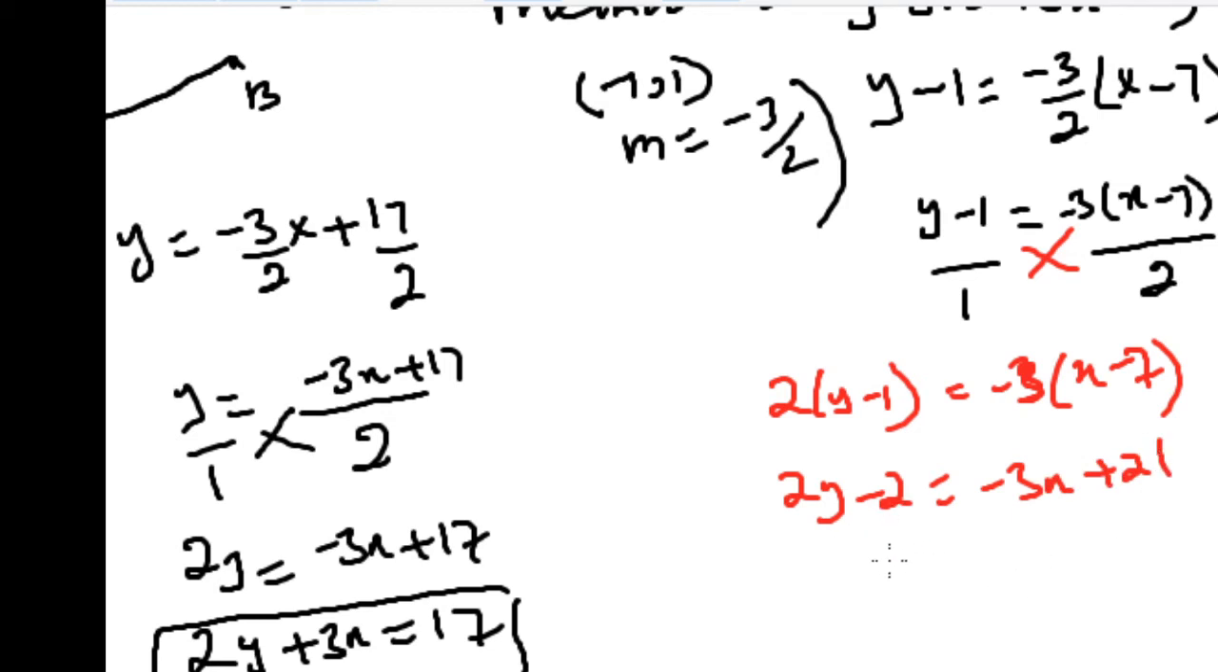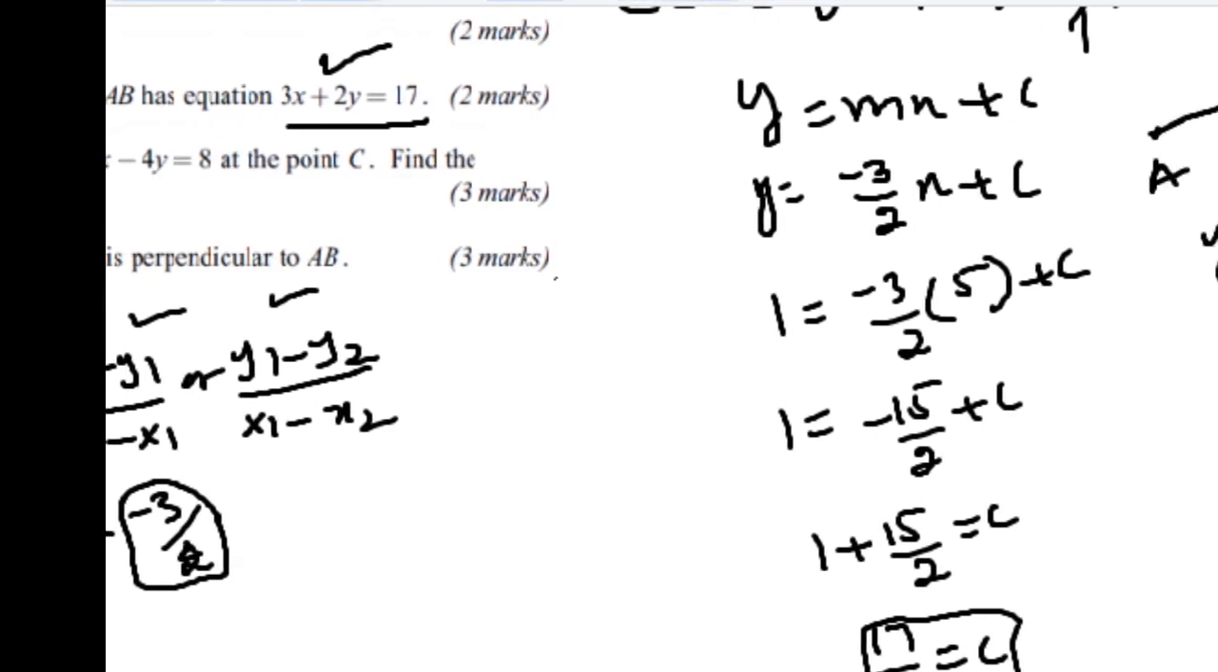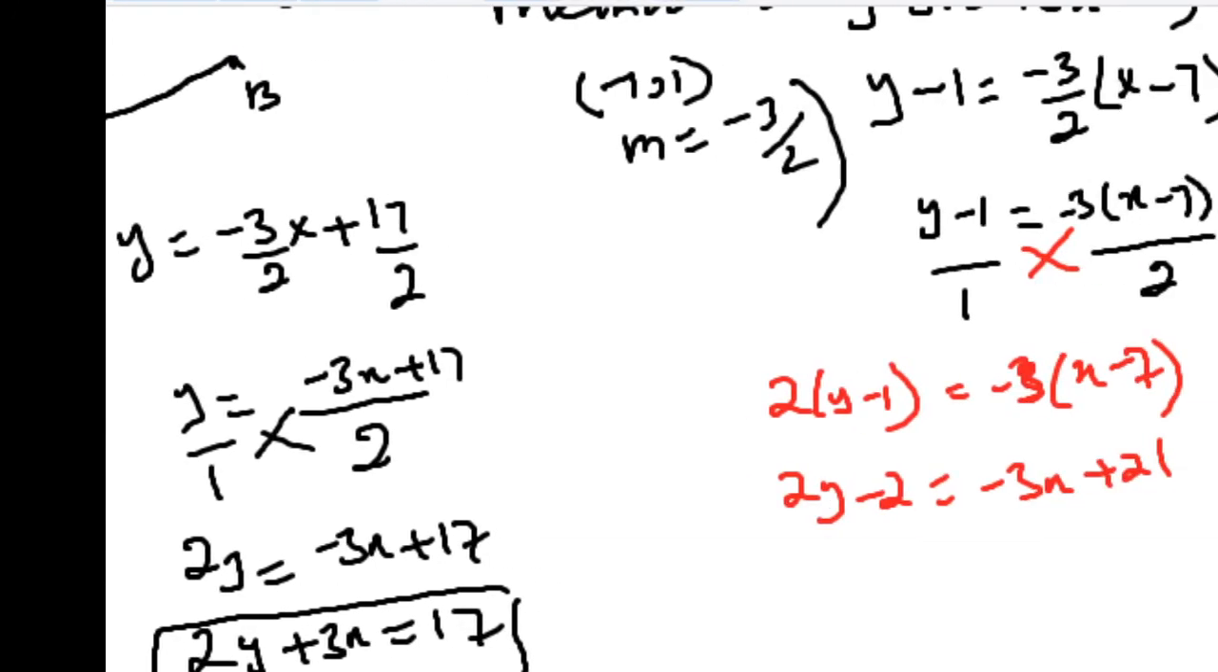Now, okay, fine. There's a problem in this question. What is the 2y minus 2 and minus 3x plus 21? It should be coming 17. Why is it coming like this? It's not coming the same. You did some mistake here. What is the mistake?